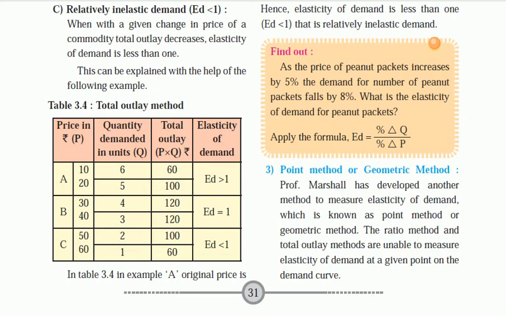Professor Marshall also developed another method to measure elasticity of demand, because the percentage method and total expenditure method are unable to measure elasticity of demand at a given point on the demand curve. That's why Professor Marshall developed this method, which is called the geometric method or point method. Under this method we can calculate the elasticity of demand at each and every point on the demand curve.